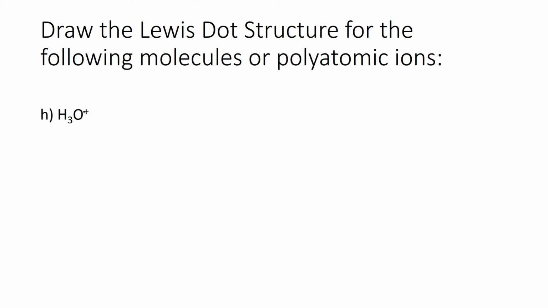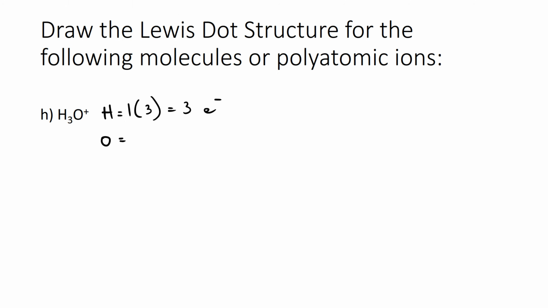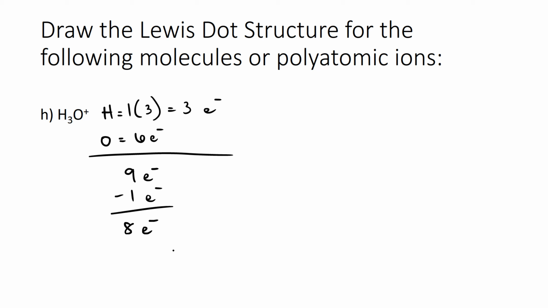Next we'll be looking at H3O+. Hydrogen has 1 electron. We have 3 of them, so we have 3 electrons there. Oxygen has 2 coming from the 2s orbital and 4 coming from the 2p. So that's going to give us a total of 6 electrons. We can add those up, and that gives us 9 electrons total. But because there's a plus charge on this compound, what we're going to do is subtract 1 electron away from it already, and say that we have to use 8 electrons when drawing the structure.